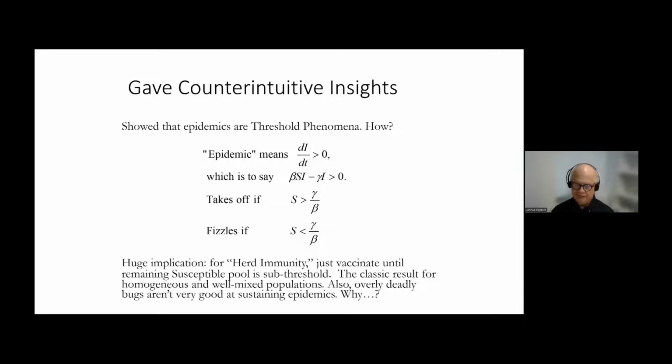You just have to vaccinate until the remaining pool is sub-threshold, and then the thing will die out. This is a classic result for homogeneous and well-mixed populations. And it also gives a nice reason why overly deadly bugs aren't very good at sustaining epidemics, which you can clearly see. If the gamma is so huge, then the susceptible pool, it's very easy to be under the threshold.